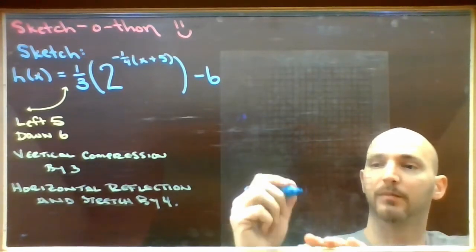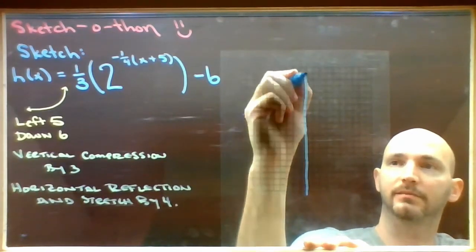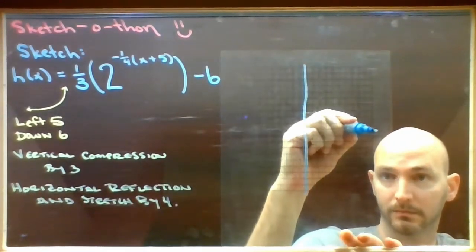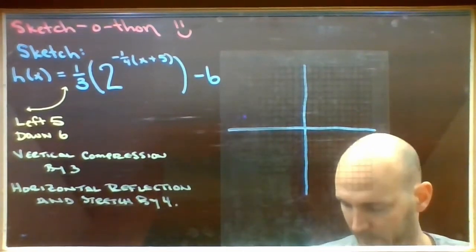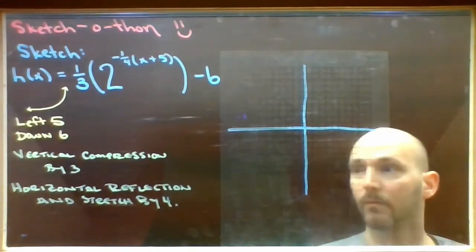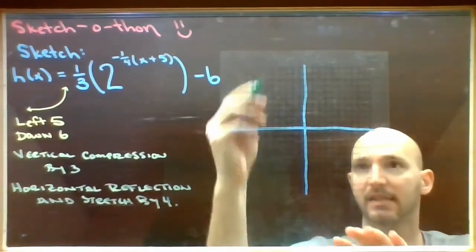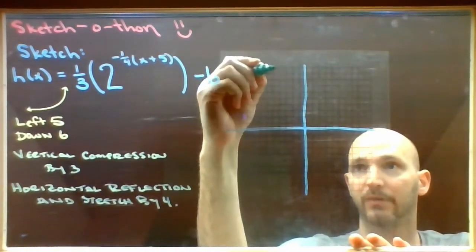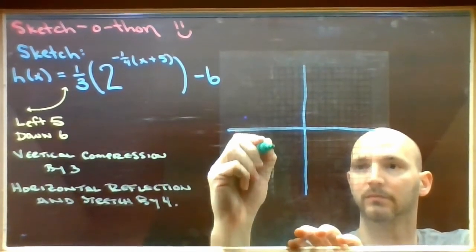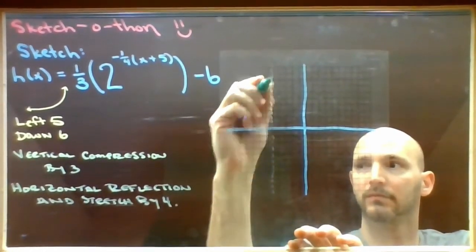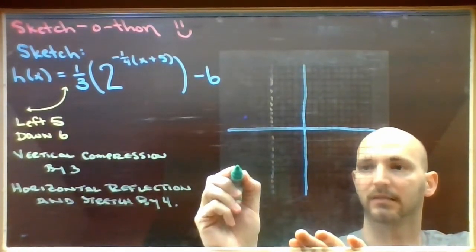All right, so my untranslated axis, I'm going to have to move my axis left 5 and down 6. 1, 2, 3, 4, 5. And down 6. 1, 2, 3, 4, 5, 6.